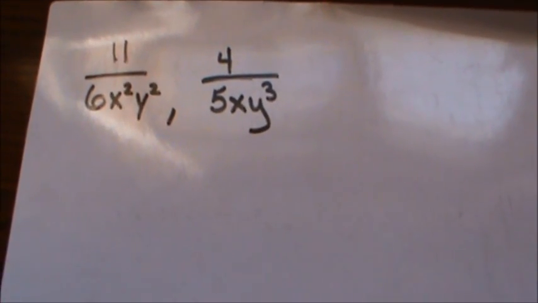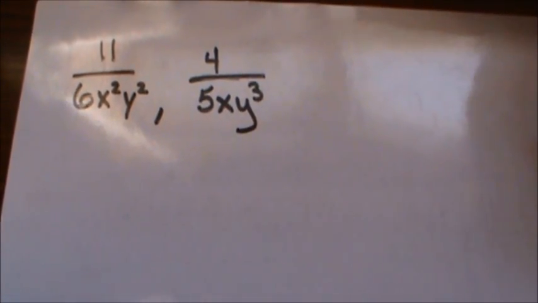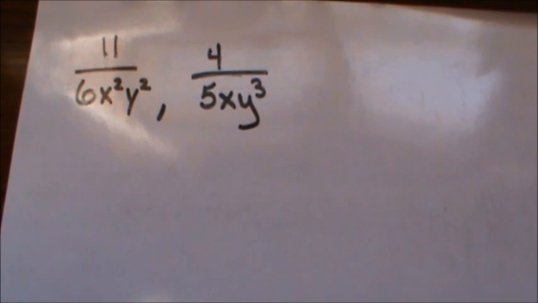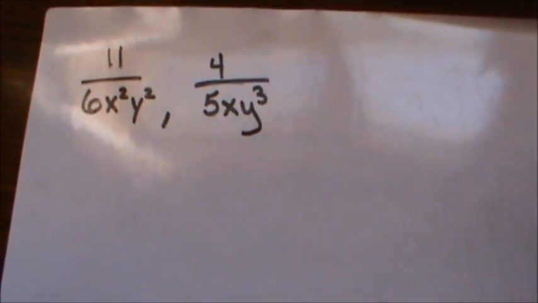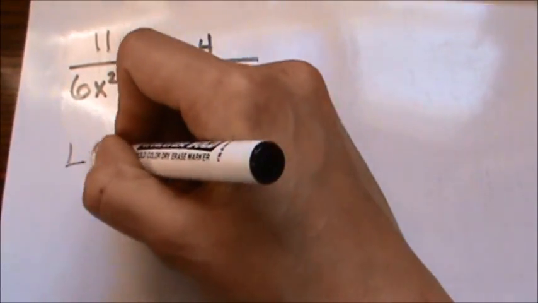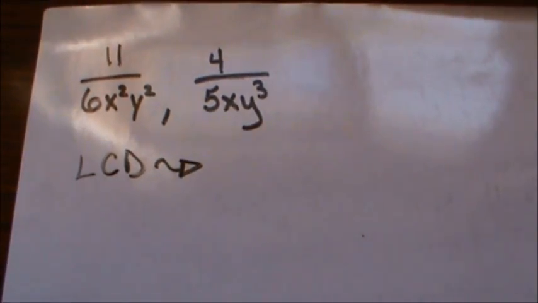Alright, now for the hard stuff. The last section, starting from 33 to 43, is asking you to rewrite each fraction using the LCD. So the first step we need to come up with to solve these problems, if I want to rewrite both these fractions, is to figure out what my LCD is.